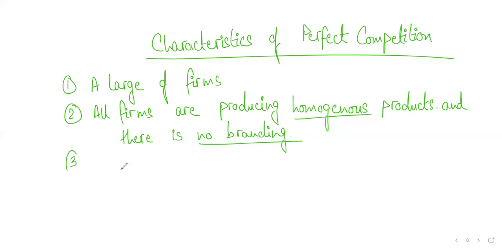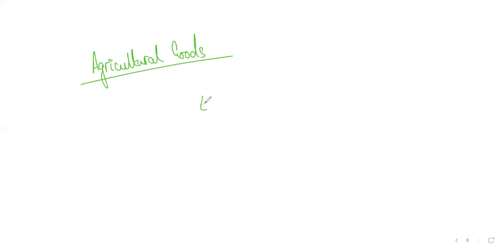Now, this being said, we'll move on and discuss a little further. No entry and exit barriers. Now, this is where it gets a little more complicated. No entry and exit barriers. Now, what do we mean by that? Entry and exit barriers. Entry means entry into the market, right? Now, think about this. For new firms to enter a market, there are some challenges that you have to face.